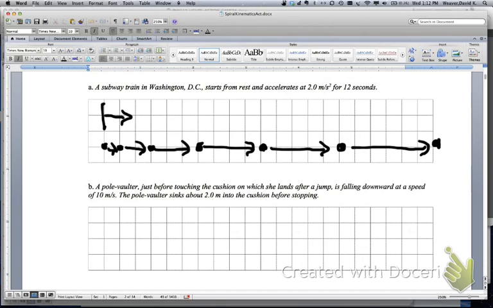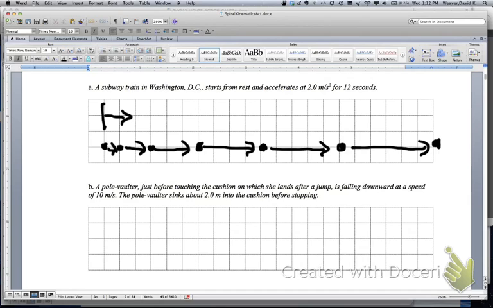Now, this doesn't have to be exact. This is a visual representation, and so we're not looking to have the exact mathematical representation, because you'll see here that from the first dot to the last, I certainly don't have 12 seconds, and there's nothing to suggest the 2 meters per second per second. So this is again just a visual representation.